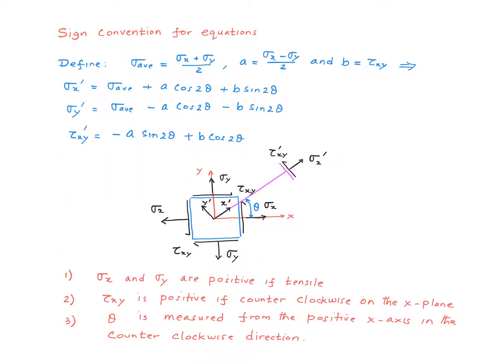An important aspect to be kept in mind when using these equations has to do with the sign convention. This is the sign convention used in deriving these equations. Sigma x and sigma y are positive if tensile. Tau xy is positive if counterclockwise on the x plane, which is this plane right here. And theta has to be measured from the positive x axis in the counterclockwise direction. If it's measured in the clockwise direction, that will be a negative number.